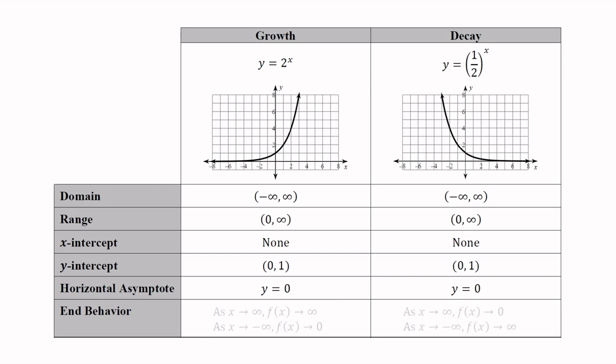Your end behavior for growth, you're going to infinity on the right side, but you're going to your asymptote on the left. For decay, it flips. You're going to your asymptote on the right, and you're going to infinity on the left. So just a little bit of comparisons between growth and decay. Changing from a growth function to a decay function, but changing nothing else, does not change many of our key features.